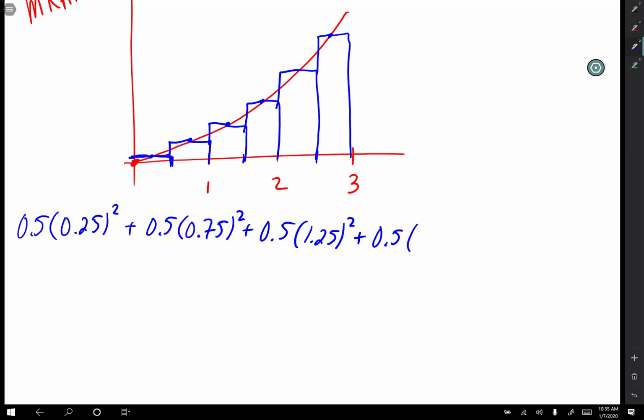We're approximating. Is this taking area of graphs? Yes. Why do we need to know this? You'll see. Because we're going to be approximating distance traveled.